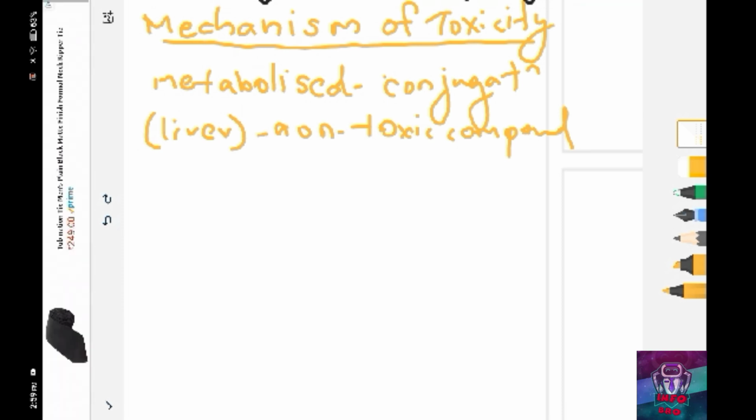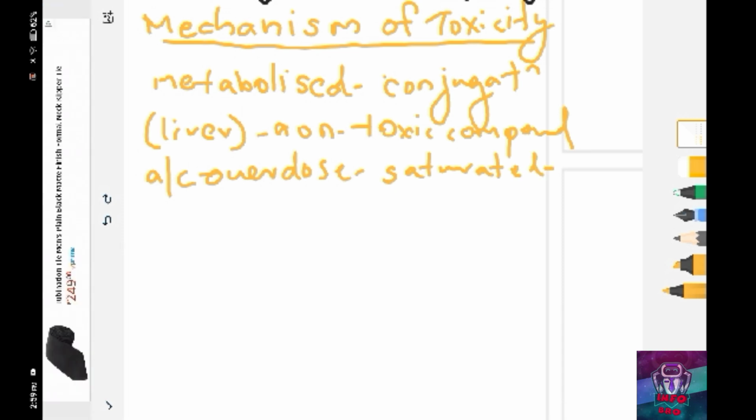What's happening in the acute overdose? In acute overdose, the metabolism by conjugation becomes saturated, and thus the excess paracetamol will be there. This excess paracetamol is oxidatively metabolized by the CYP enzyme.